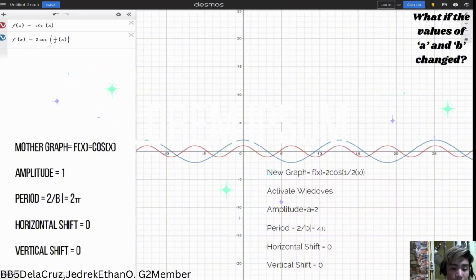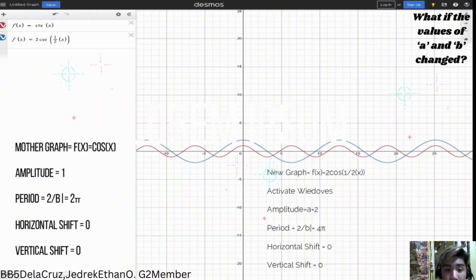So as you can see, if you change the amplitude, to our A and B, let's say A is equal to 2 while B is equal to 1/2. The amplitude will change into the absolute value of the coefficient of the cosine term. In this case, the amplitude will be 2.